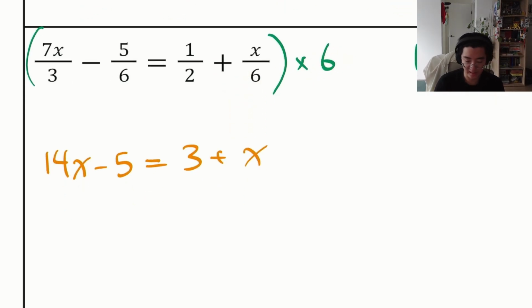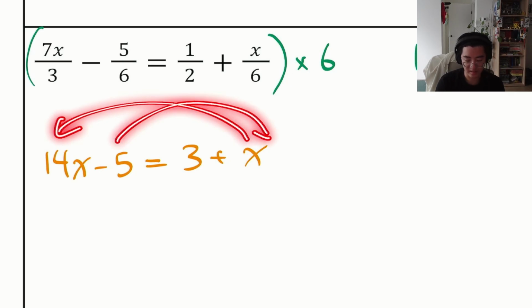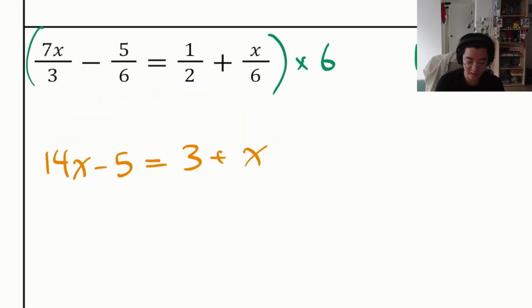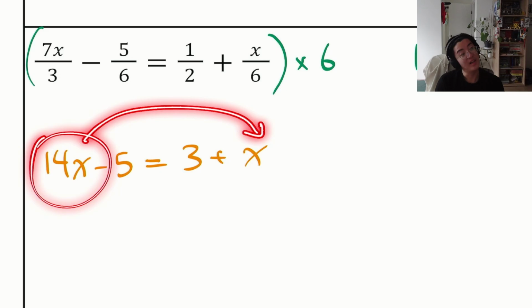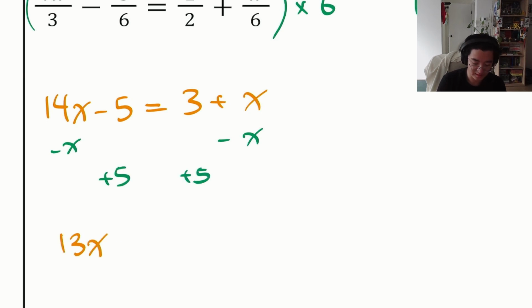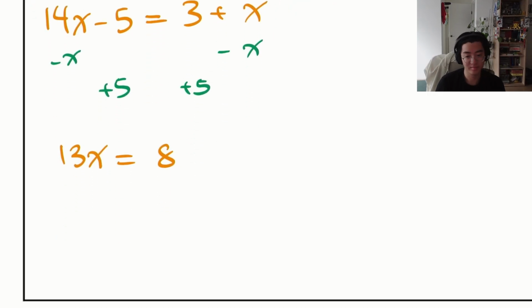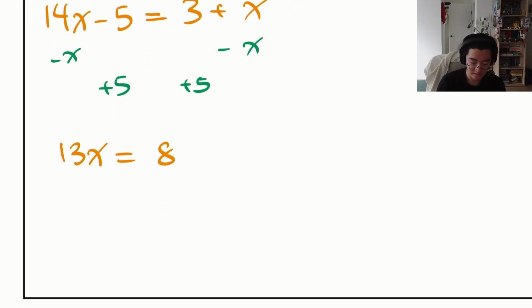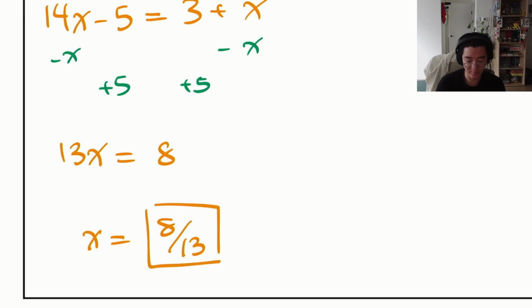Again, personally, I like to move all the x's to the side where it doesn't become negative. Because we can do minus 14x on both sides, but that'll get us minus 13x. I don't want to work with negatives. They are a pain. So I move the x to this side, and then I can move the 5 to this side. So we do plus 5. 13x equals 8. x is just 8 over 13. It cannot be reduced, cannot be divided.